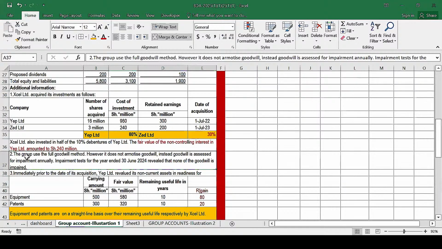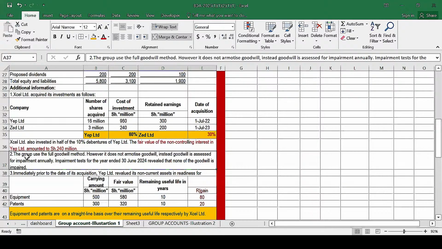Instead, the goodwill is assessed for impairment annually. Impairment tests for the year which ended 30th of June 2022 revealed that none of the goodwill was impaired. Now, previously, goodwill was being amortized. I hope you know what it is to amortize. To amortize is basically whereby, if, for example, you are at the parent company and you have acquired a subsidiary and you have determined the goodwill on acquisition, it is something like 40 million, you can make a decision that you are going to amortize that goodwill in the next 5 years. You're going to gradually write it off to 0 in the next 5 years. So that's what previously used to happen to goodwill.